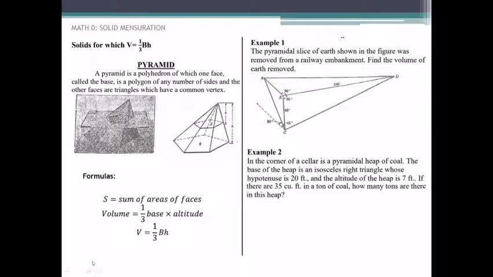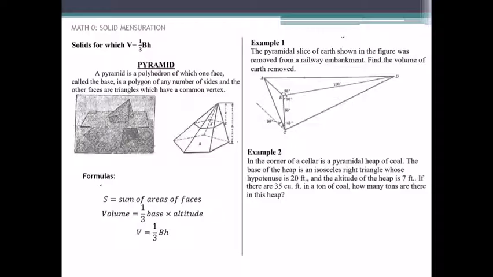Alright, class. So I will discuss to you now about solids for which volume is equal to 1/3 of the base times height. So in these solids, basically, their volume is obtained by the formula 1/3 times the base and the height. So first off, we have here the pyramid.